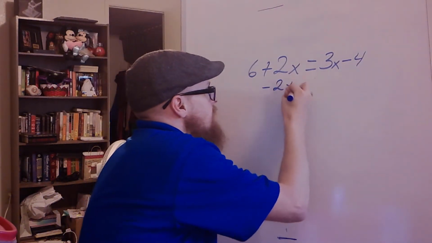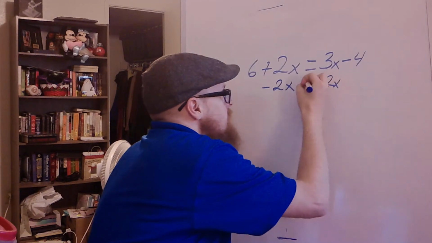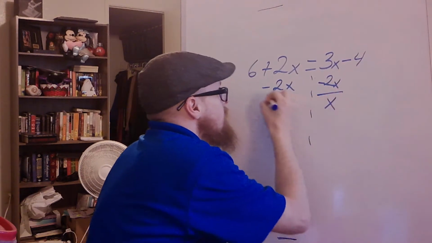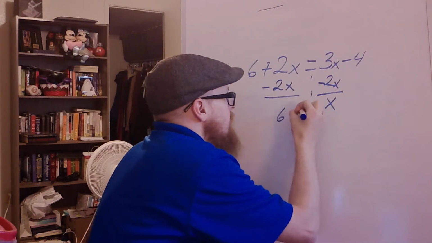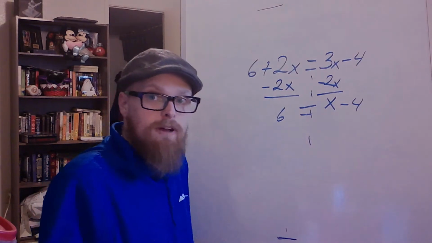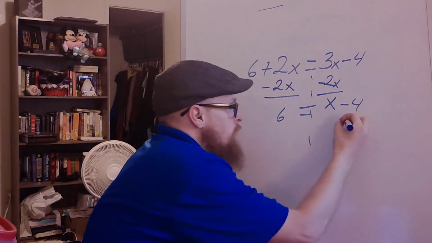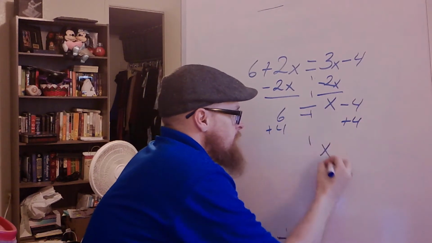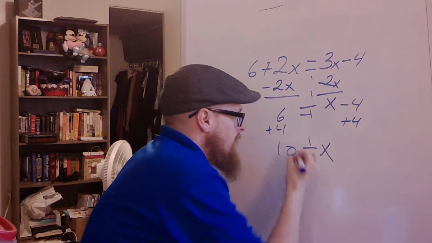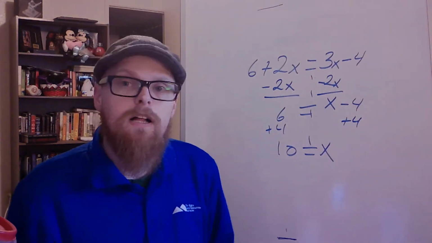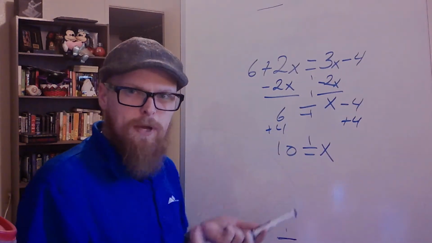Minus 2x, minus 2x. It's going to give me 1x, right? It'll give me 0, so it'll give me 6 equals x minus 4. Now I have to move my 4, right? It's a minus 4, so I'm going to add 4. We'll be left with an x on that side and a 10 on that side. Done. x equals 10.